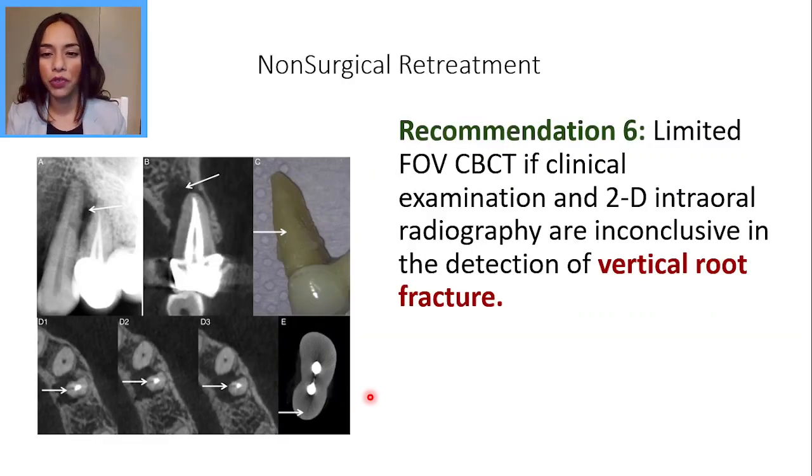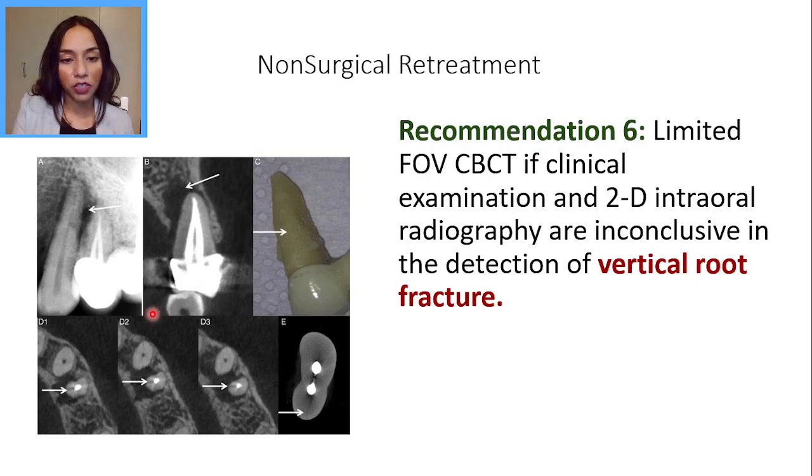All right, moving forward. Recommendation 6 is interesting because it focuses on how limited field of view CBCT can be useful if clinical exams and 2D intraoral radiographs are inconclusive in the detection of vertical root fractures. So we know that there are certain signs that we can look out for that are suggestive of vertical root fracture, one being an isolated periodontal pocket, another being a J-shaped radiolucency noted on a radiograph.